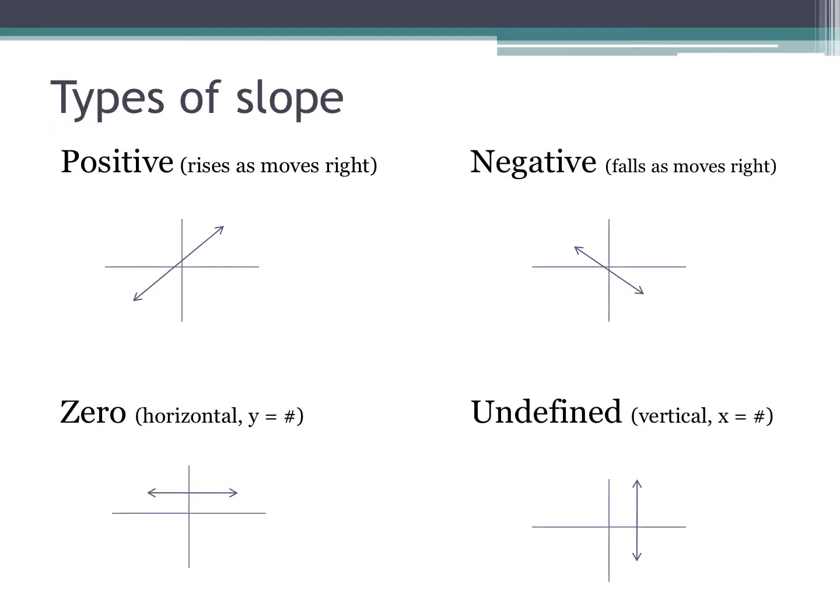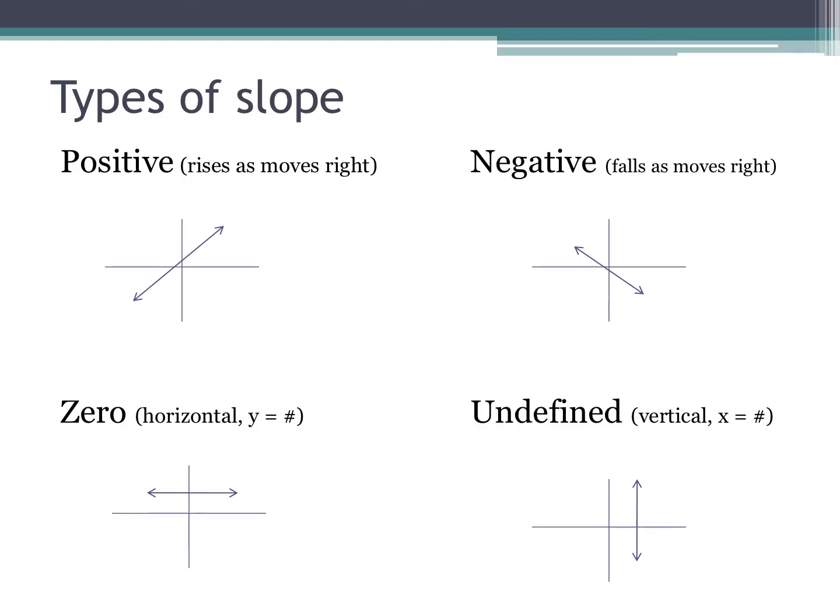So these are different types of slope. When your line rises from left to right, it's going to end up with a positive number, so there'll be a positive slope. When it falls from left to right, it'll have a negative number, so it'll be a negative slope. When the line that is graphed is horizontal, this will have a slope of 0.